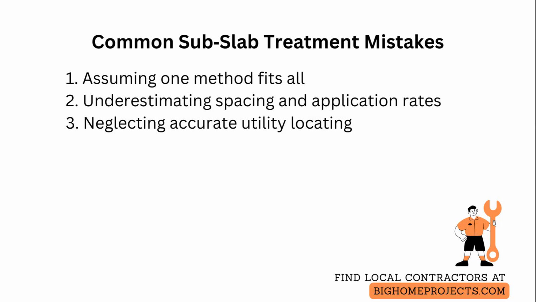Homeowners often first assume one method fits every job, but soil conditions and slab construction differ, so start with a soil probe and moisture profile to choose grout, baiting, or chemical options appropriately. A second common error is underestimating spacing and application rates, which leads to treatment gaps. Resolve this by following label linear spacing guidance and verifying continuity with post-treatment monitoring.